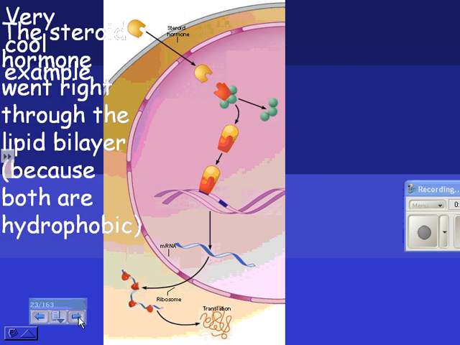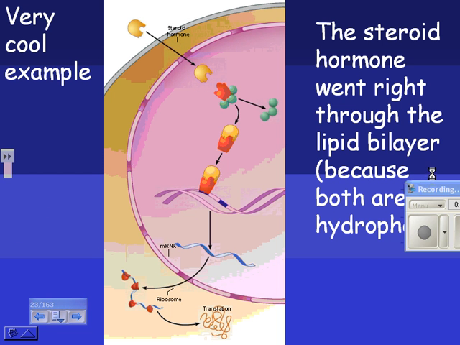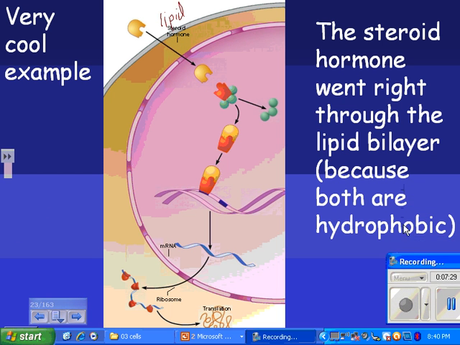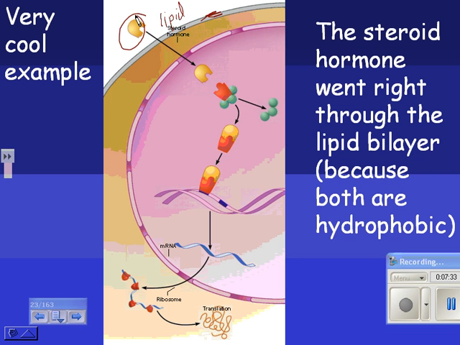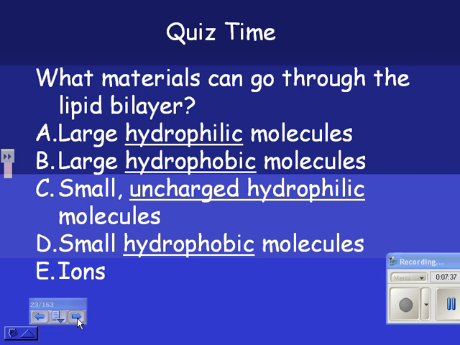So this is a very cool example, I think. The steroid hormone went right through the lipid bilayer because both the lipid bilayer and the hormone, in this case, are lipids. They're both hydrophobic.